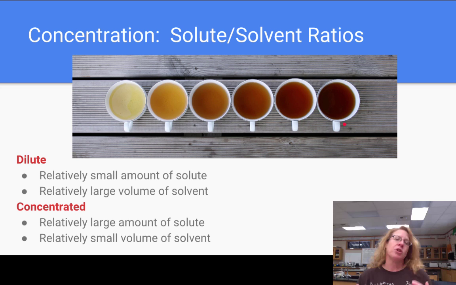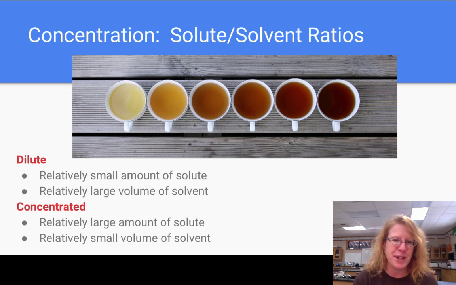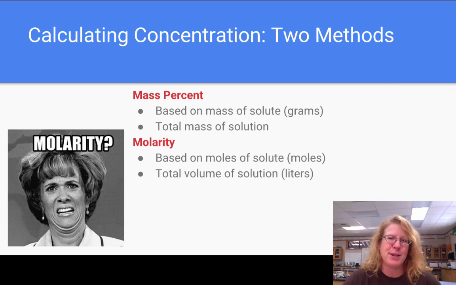Because the terms concentrated and dilute are relative terms, we need a way of quantifying this. How do I know if one thing is more concentrated than another? I can't always do it just by looking at color. There's lots of clear solutions, there's dangerous solutions, you may not have a bunch of them around. So we need a way to quantify this. There are two methods that we're going to use to quantify how concentrated a solution is. They're similar in some ways and slightly different in others. Method number one is called mass percent, and method number two is called molarity.